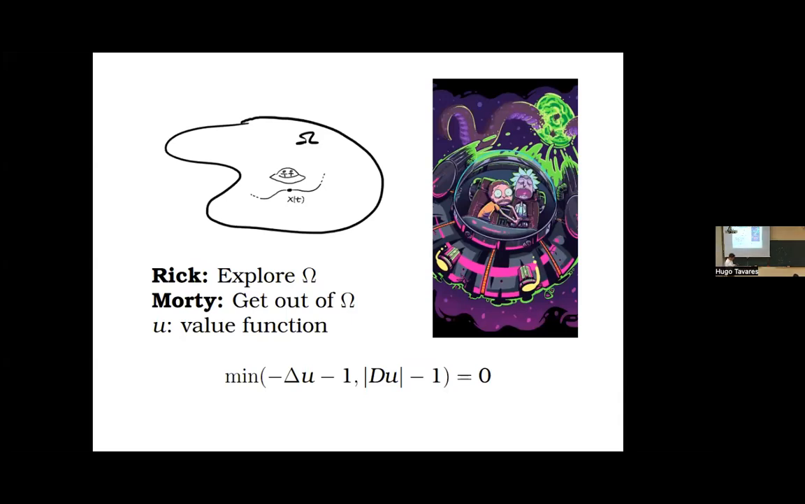And then we see this equation and we say, well, we need to justify somehow that this is a problem that has some motivation, no? And here is a problem that I find quite interesting, no? So it's a zero-sum game. You have two players that have totally different objectives, no? Let's call them Rick and Morty. So one of them wants to explore the domain omega, so he wants to stay in omega as long as possible. Both of them are driving some spaceship, and Morty wants to get out of omega as fast as possible.